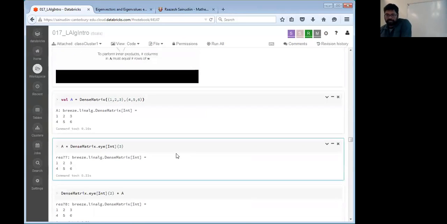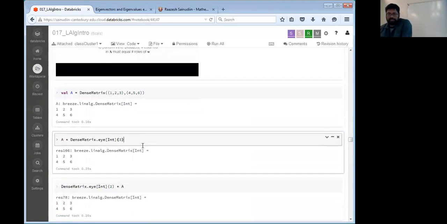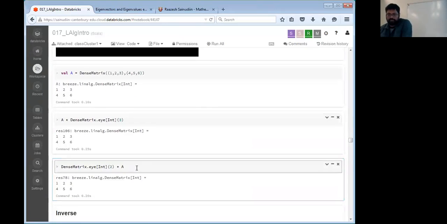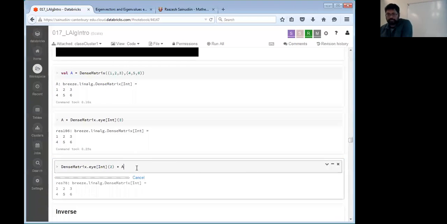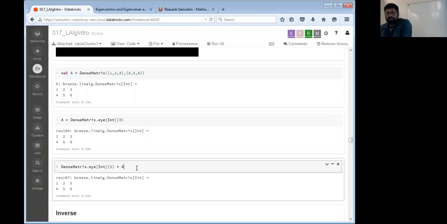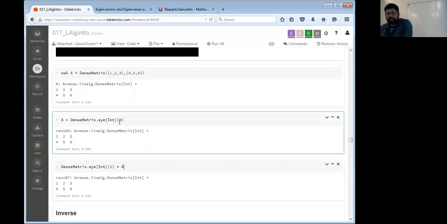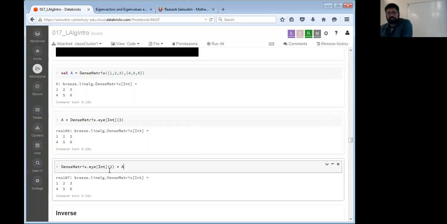So here is A, and A times the identity is A, and the identity times A is also A. So note that I've done a 3 by 3 identity here and a 2 by 2 identity.